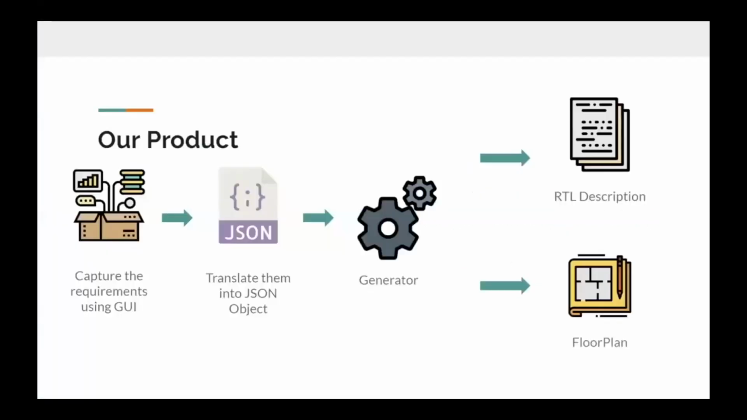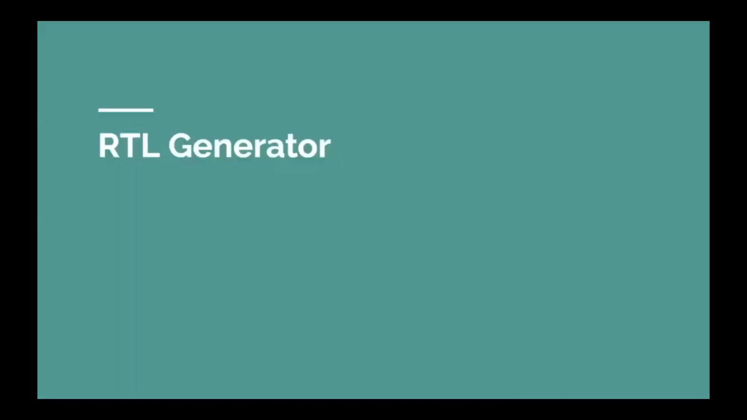Our product is supposed to capture the requirements of the user by the GUI on the website and then translate them into a JSON file. This JSON file is then fed to the generator, and the generator produces the RTL description and the floor plan. Now my colleague Ahmed will talk about the RTL generator.